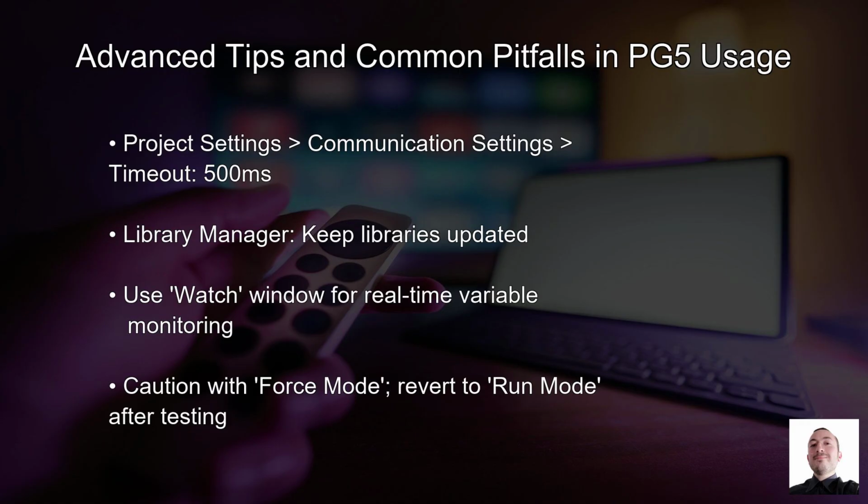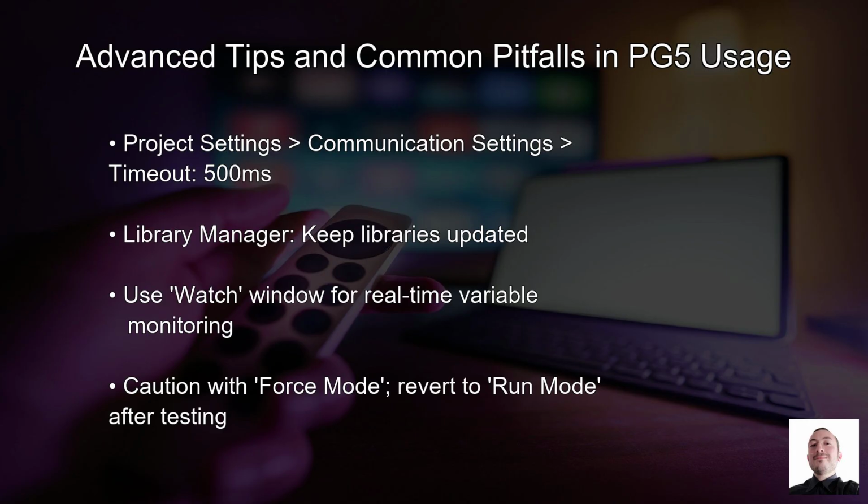Now, let's delve into some advanced tips and common pitfalls you might encounter when using PG5 software for Saia PLCs. First, remember that the project settings dialog is your best friend. Always double-check the Communication Settings tab, specifically the timeout parameter. Set it to 500 milliseconds instead of the default 100 milliseconds to avoid connection issues. Another common pitfall is neglecting the library manager. Ensure you have the latest libraries installed. Outdated libraries can cause erratic behavior in your PLC program.